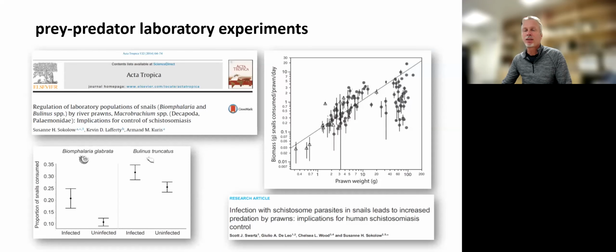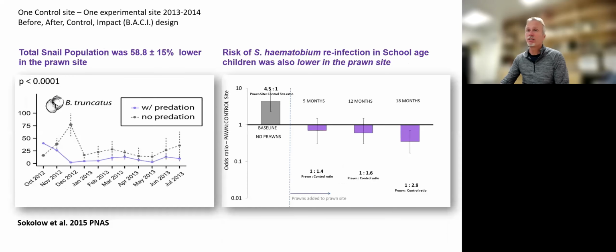of modeling analyses. A paper that Susanne Sokolow published in Acta Tropica in 2014 shows basically a relationship between prawn weight and the biomass of snails that are consumed by a prawn per day, which is one of the pillars of the so-called functional response, of how many snails per unit time a prawn is able to eat, given the prawn size and the snail size. And we also saw, for instance, that snails that are infected have a slower anti-predatory response, and so they can be predated at a higher rate, which is actually good.